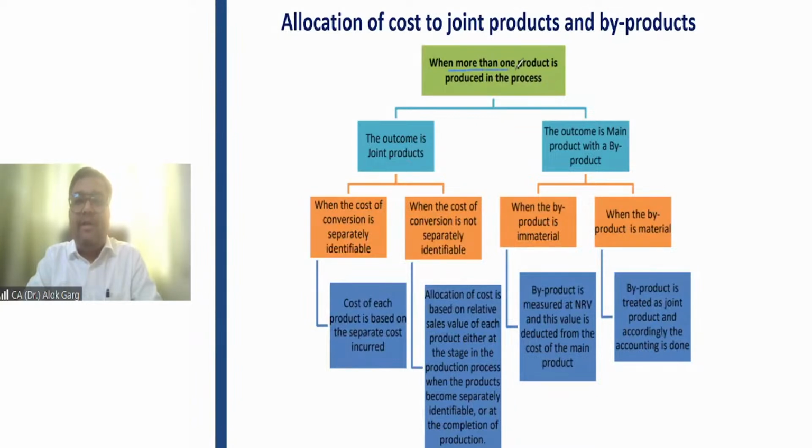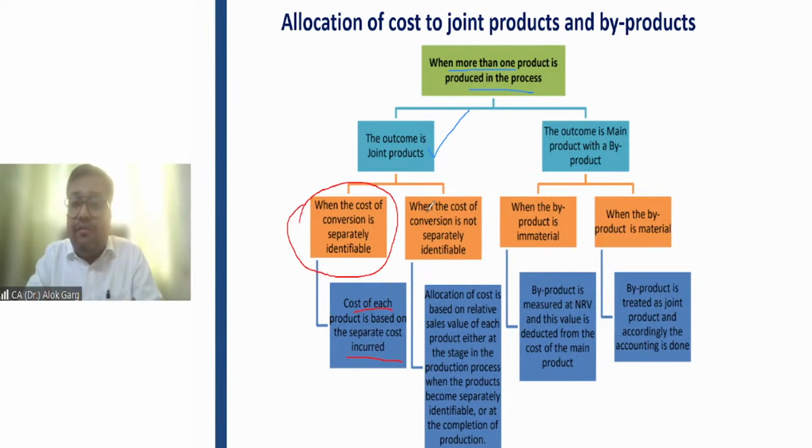So when more than one product is produced in the process, and the outcome is a joint product, you need to see two things. When the cost of conversion is separately identifiable, life is simpler. You know the cost for petrol, you know the cost of diesel. Then there is no problem. The cost of each product is based on the separate cost incurred.